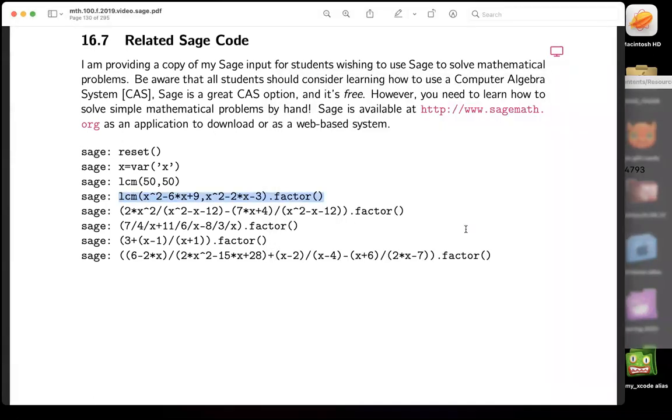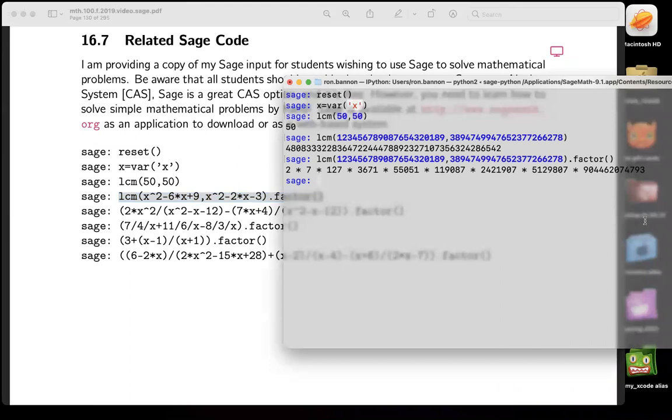All right, let me do this over here. Again, this may be incomprehensible to you. And why is it incomprehensible? It's like any new language. It's incomprehensible until you become fluent in it. I'm going to tell you what this does. It takes two polynomials. The first polynomial is x squared minus 6x plus 9. The second polynomial is x squared minus 2x minus 3. It found the LCM between those two polynomials and put the factored form down.